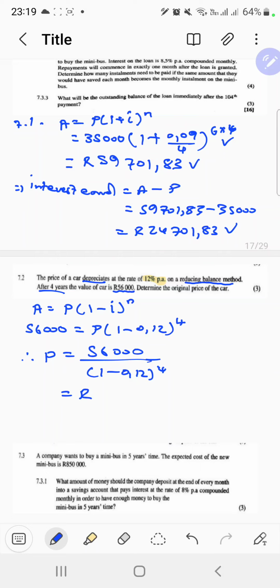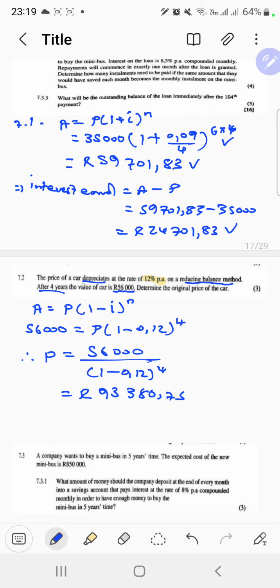So 56,000 divide by 1 minus 0.12 to the exponent 4. So this says we had 93,308 rands 75 cents. Okay, so that is it. Again, easy calculation, nothing major there.